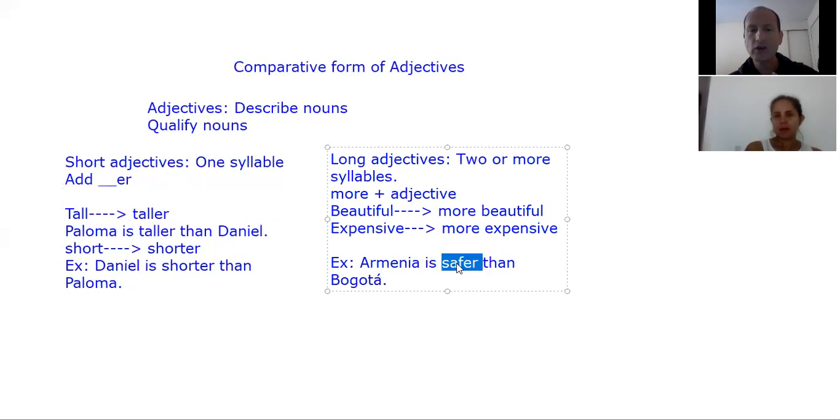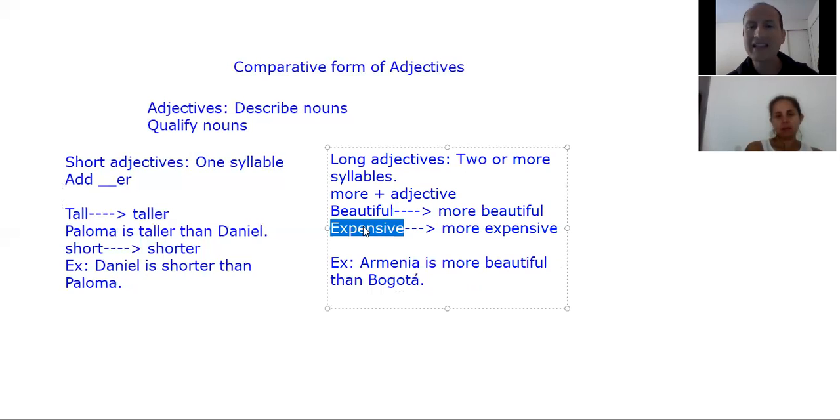Okay, let's talk about which city is more beautiful. Entonces, Armenia is more beautiful than Bogota. Okay, good. Armenia is more beautiful than Bogota. Let's talk about the word. Give me a sentence using expensive. Give me a comparison using expensive.